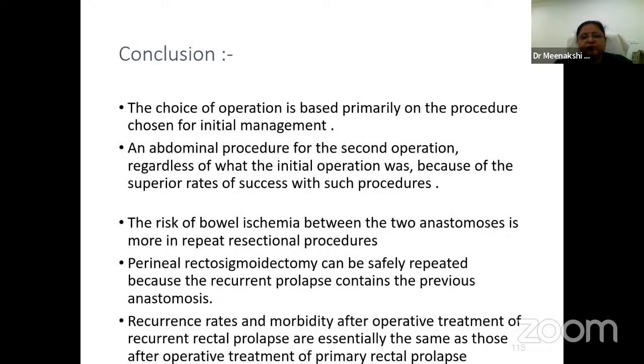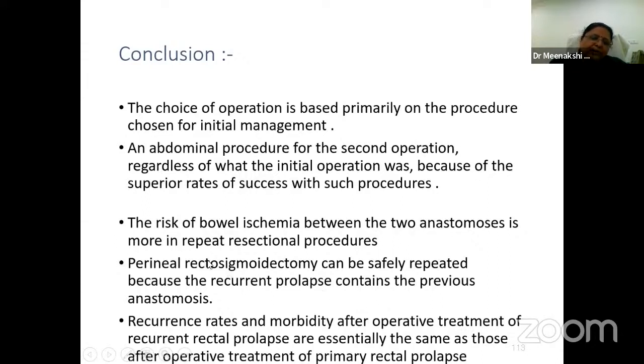Then the choice of operation is based primarily on the procedure chosen for the initial management. So for the abdominal procedure, for the second operation, regardless of what the initial operation was, because of the superior rates of success with such procedures, the risk of bowel ischemia between the two anastomoses is more when you are doing repeat resection procedures. Then perineal rectosigmoidectomy can be safely repeated because the recurrent prolapse contains the previous anastomosis. This thing we should understand.